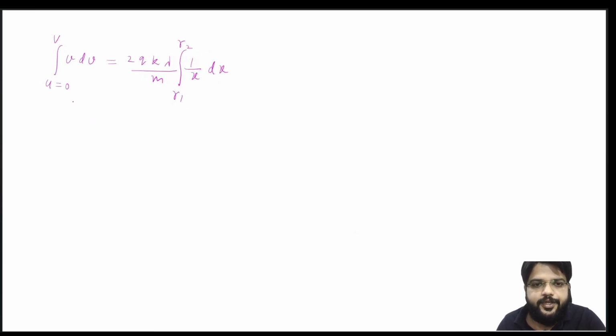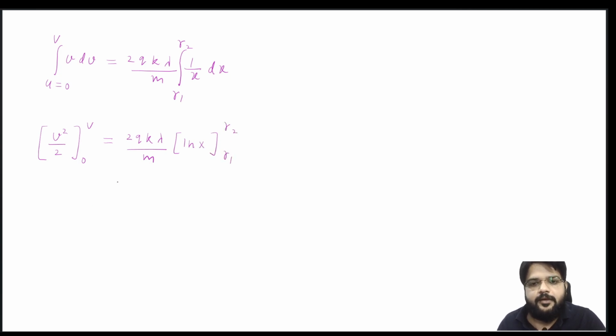Right. So now do the integration, everyone. Integration of v dv is what? It is v square by 2. Put the limit of the integration 0 to v, and here 2kqλ by m is constant. Inside the integration we have 1 by x. Integration of 1 by x is what? It is log x, from r1 to r2.